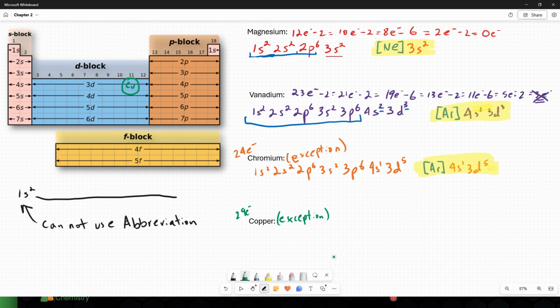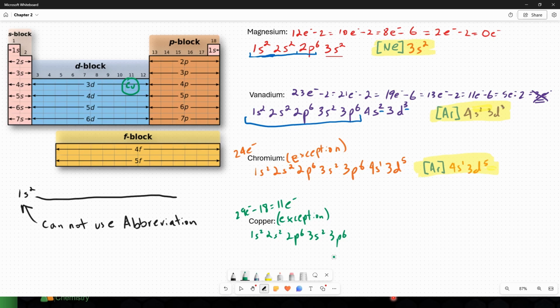So when we do copper, again, we're going to go through this like we would normally, all the way till we get to the last two, 4s and 3d. So we're going to have 1s2, 2s2, 2p6, 3s2, 3p6. And then once we get there, 6 plus 2 is 8, plus 6 is 14, plus 2 is 16, plus 2 is 18. So 29 minus 18, this is 11 electrons left. And that's where we come into the issue.